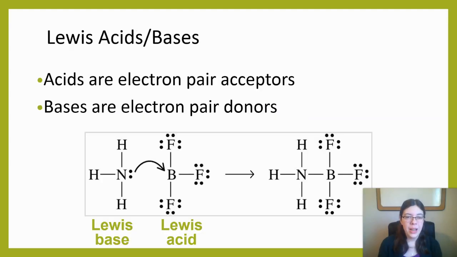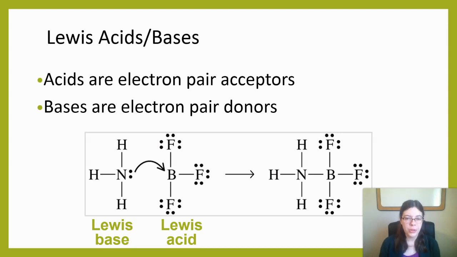Now, previously we talked about Arrhenius acids. We also talked about Bronsted-Lowry acid-base theory. Now we have Lewis acids and bases, and we're not going to focus on this a whole lot. If you go on to college chemistry, you will see this. Otherwise, what I want you to know for now, Lewis acids are ones that accept an electron pair.